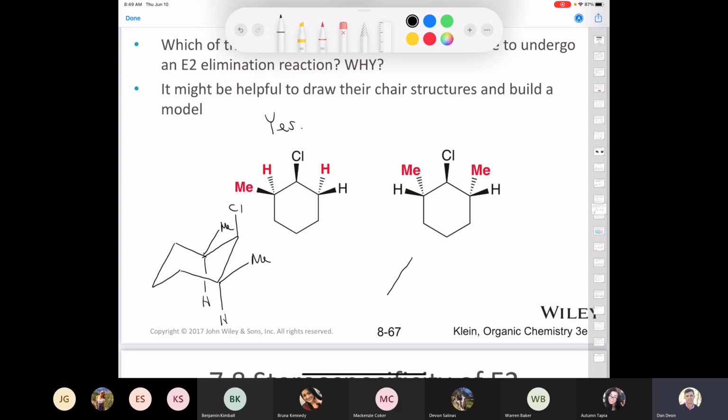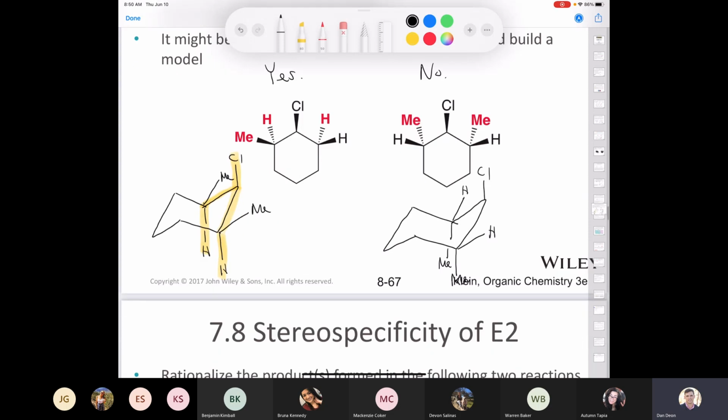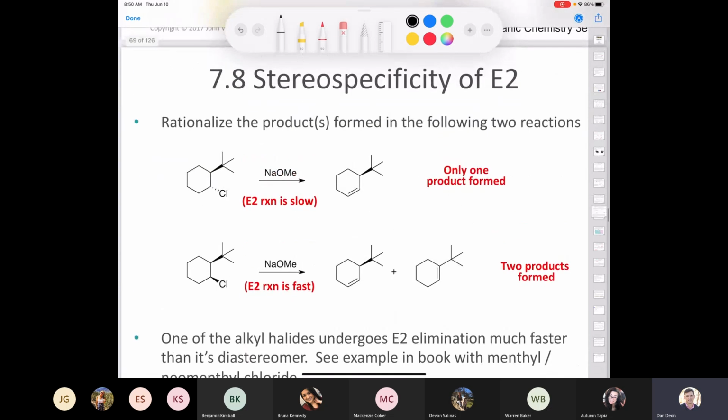Whereas this one here, if I draw the chair again, I have a chlorine going up an axial. I have the methyl groups going down an axial. And then my hydrogens are up in equatorial, like this. And so they are not anti-periplanar, right? The requirement is met here. You can see how this is anti-periplanar, as is this one, where the other one, none of the hydrogens are anti-periplanar. All right, so there you go. So we can just look at a compound now without even drawing a chair, and just knowing how the hydrogens and the groups are arranged.